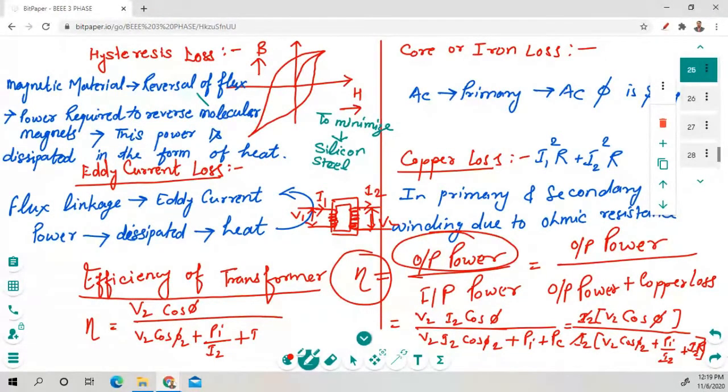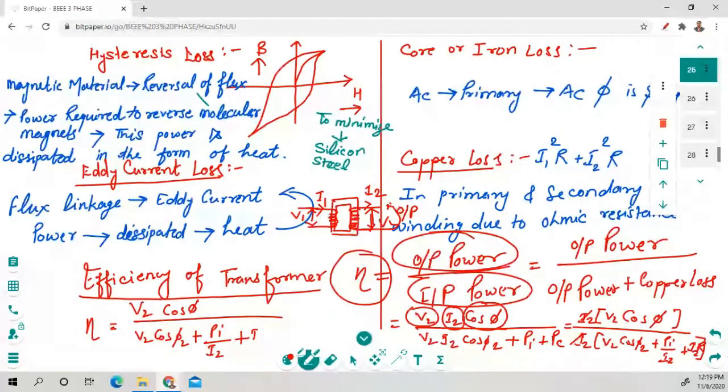Okay, so how to calculate this power? Power is V2 into I2 into cos of phi. So we have to calculate the output in the secondary side. In the secondary side, what is the voltage? Voltage is V2. What is the current? I2. And what is the angle right here? Cos of phi.